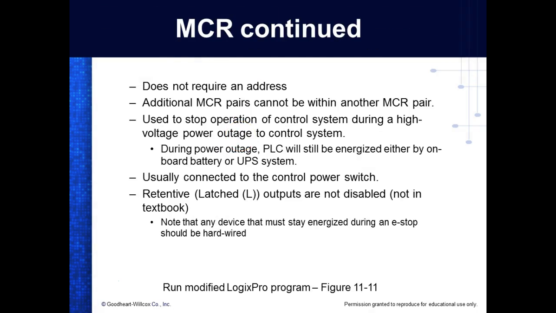The MCR does not require an address. Additional MCR pairs cannot be put within an MCR pair. So unlike jumps, you cannot have an MCR within an MCR. Right? Use to stop operation of control systems during high voltage output. This is what the book says.